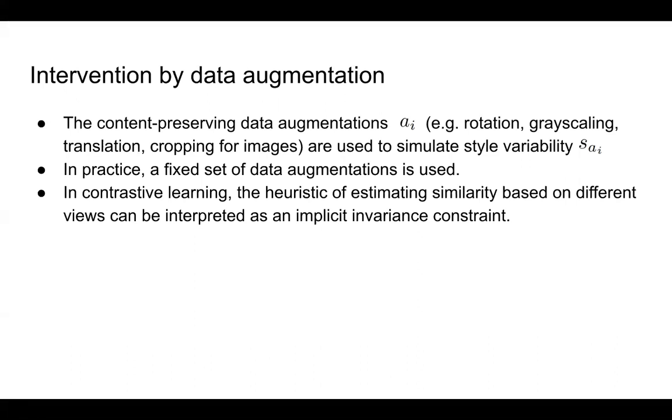Yeah, and then in this paper, in practice, the methods of data augmentations are a fixed set, so there are finite operations of the data augmentations. And we can see in general contrastive learning, the heuristic of estimating the similarity between different views can also be interpreted as somehow an invariance constraint, if we follow the logic of this paper.